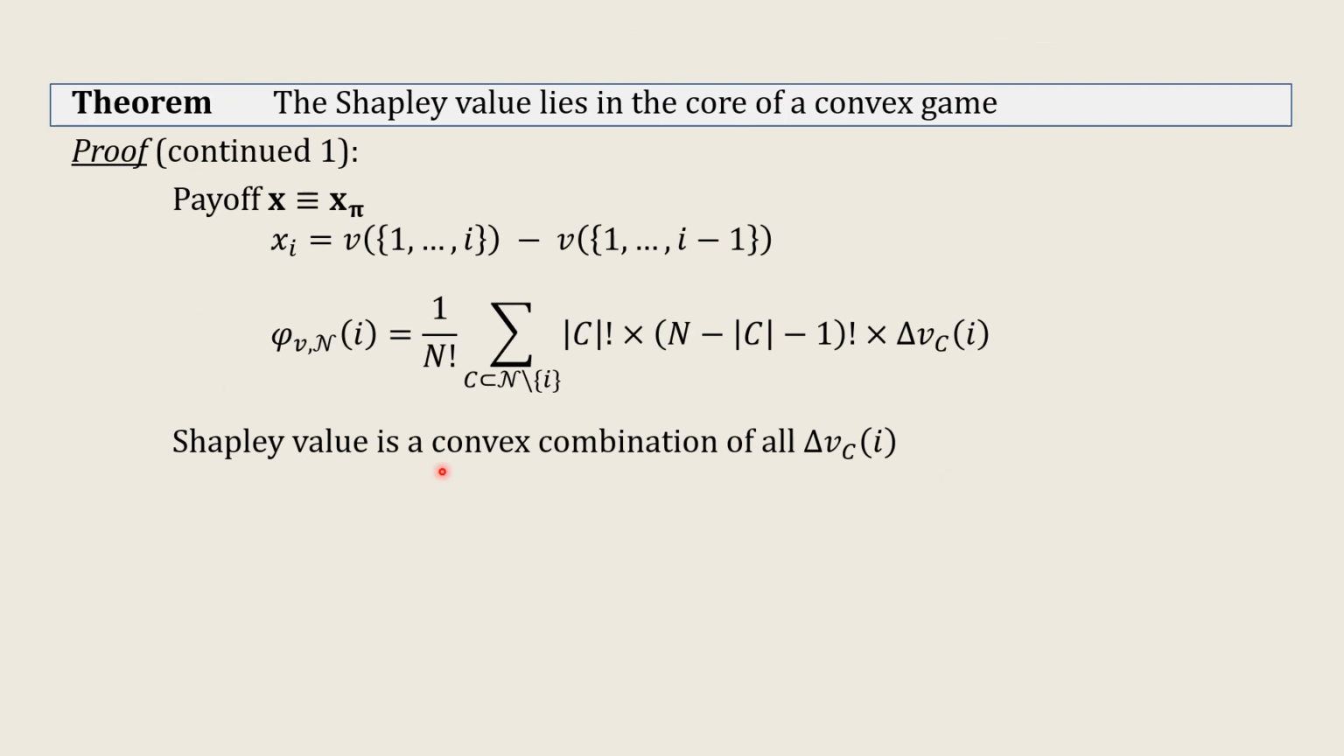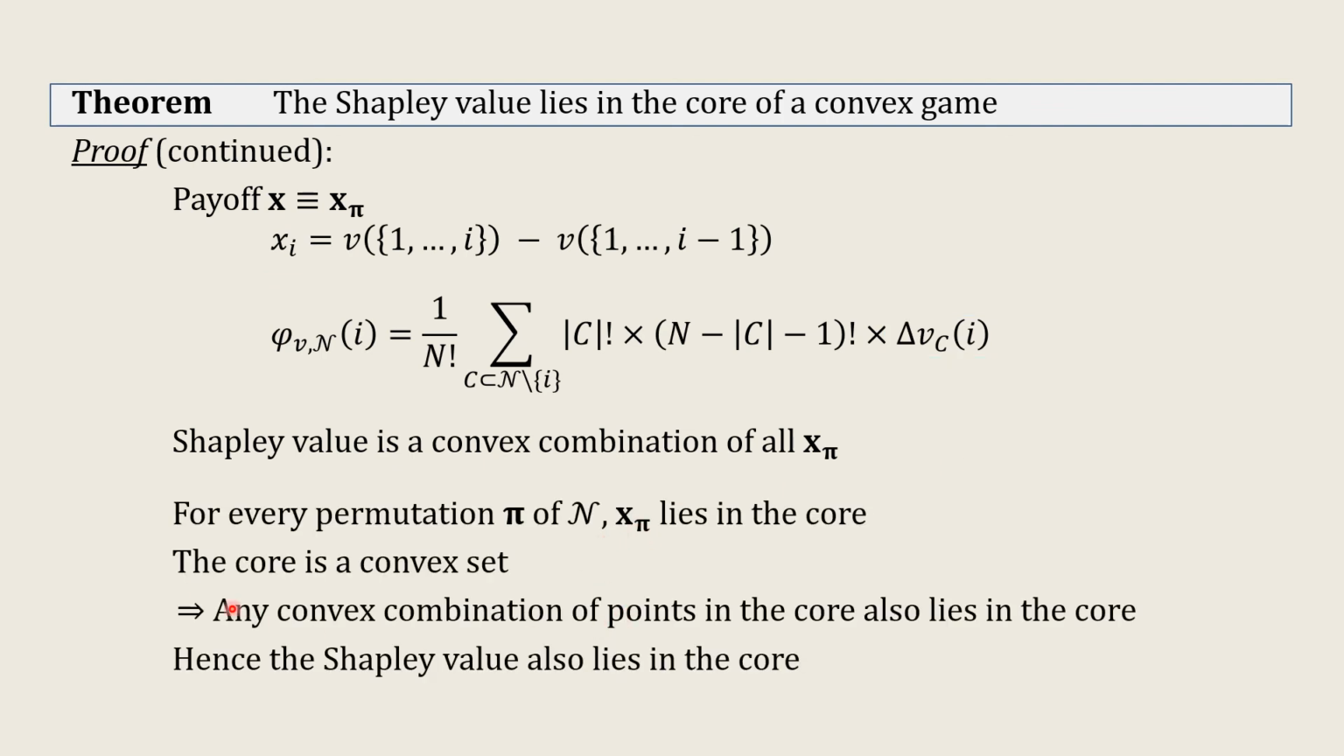In general, the Shapley value itself is a convex combination of all the corresponding elements of the x pi's. And so, since each of these x pi lies in the core of the convex game, their convex combination also must lie in the core. Whence the Shapley value lies in the core of the convex game.